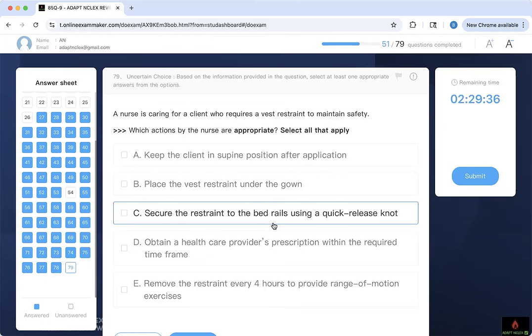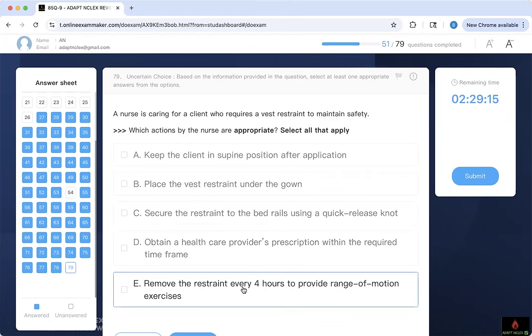Secure the restraint to the bed rails. Obtain the health care provider prescription within the required framework for that vest, and remove the restraint every 4 hours to provide range of motion exercise. You know it, just bring all the things you know about restraints and use them. Of course, you've got to check on them every 2 hours. Therefore, this is a wrong answer.